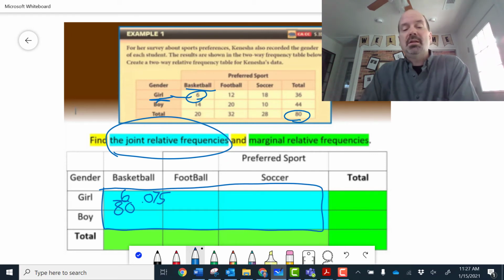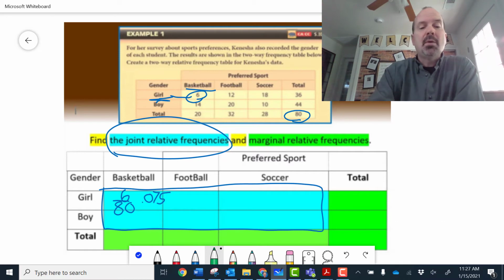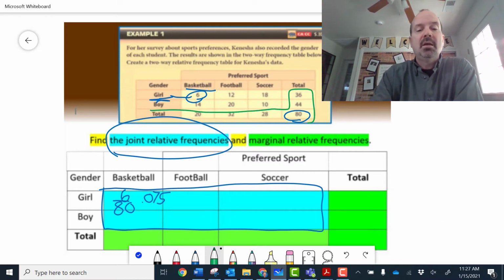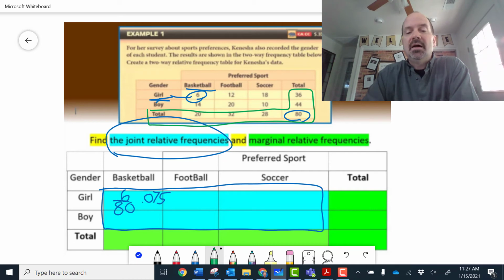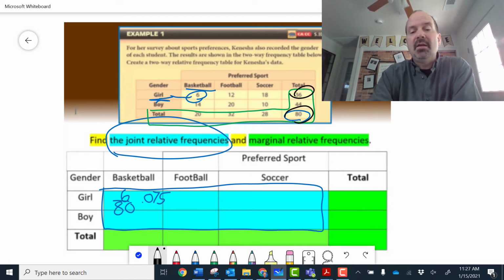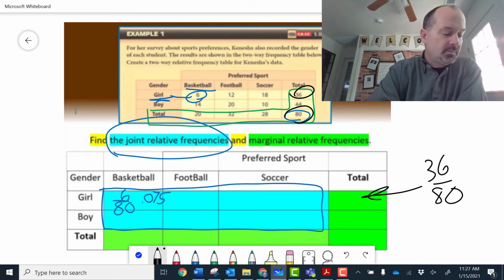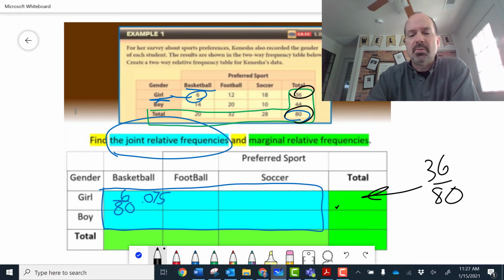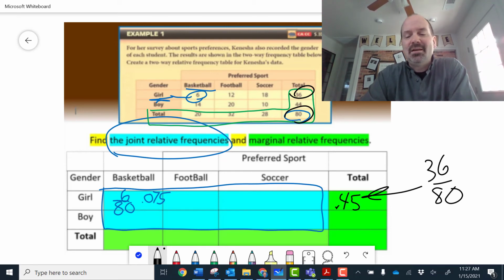How about a marginal relative frequency? Well, those are the ones on the margins of the table out here. And the way you'd fill those in is dividing by the grand total again. So this one would be 36 out of 80 right here. So 36 out of 80. If I divide that one on my calculator, 36 divided by 80, I get 0.45. So this one's 0.45. All right, so there's a marginal relative frequency.